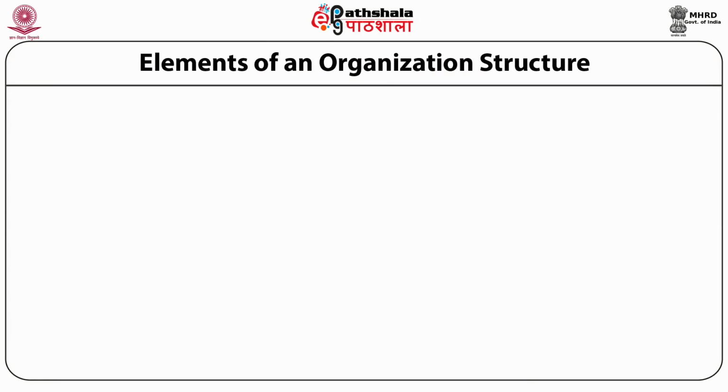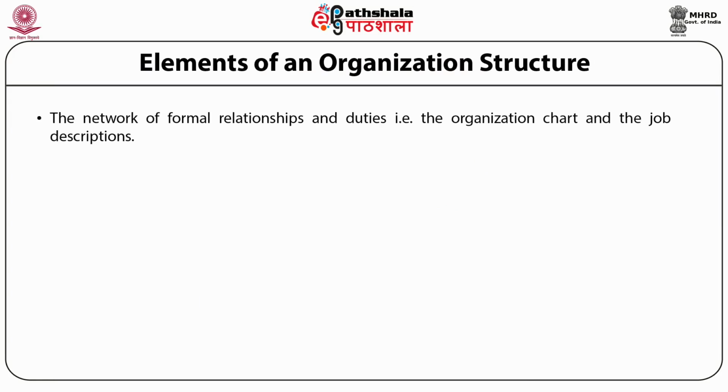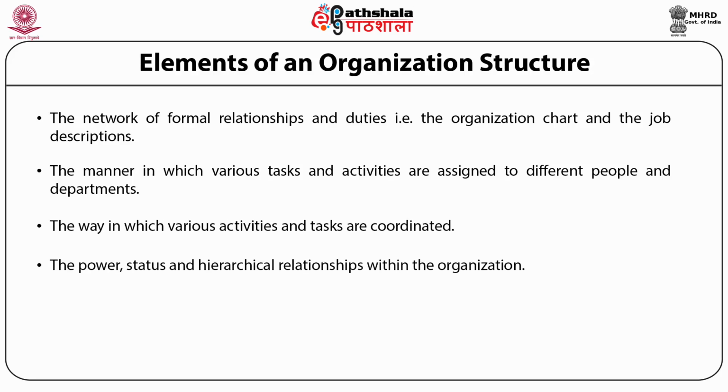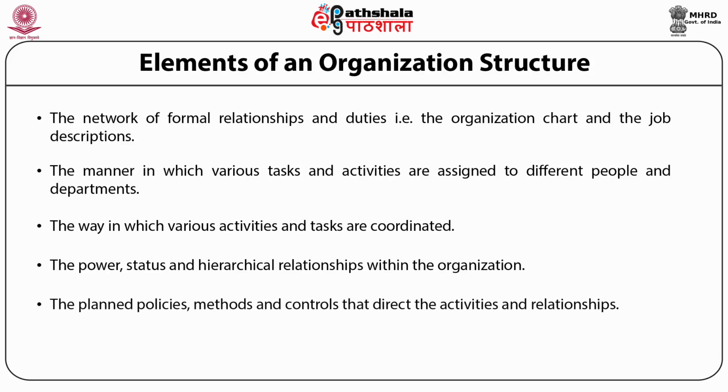Elements of an organization structure. The network of formal relationships and duties, that is, the organization chart and the job descriptions. The manner in which various tasks and activities are assigned to different people and departments. The way in which various activities and tasks are coordinated. The power, status, and hierarchical relationships within the organization. The planned policies, methods, and controls that direct the activities and relationships. The flow of information and communication. All these are the elements of an organization structure.